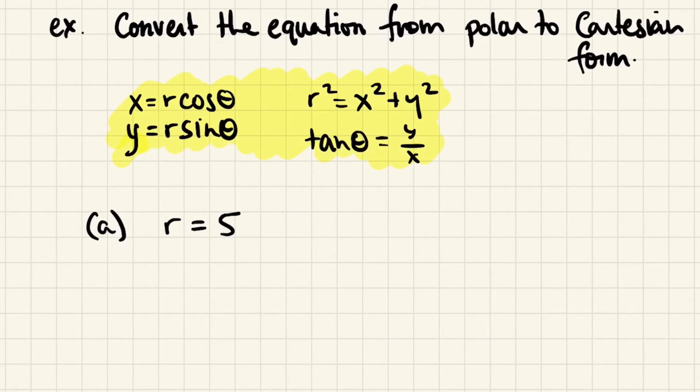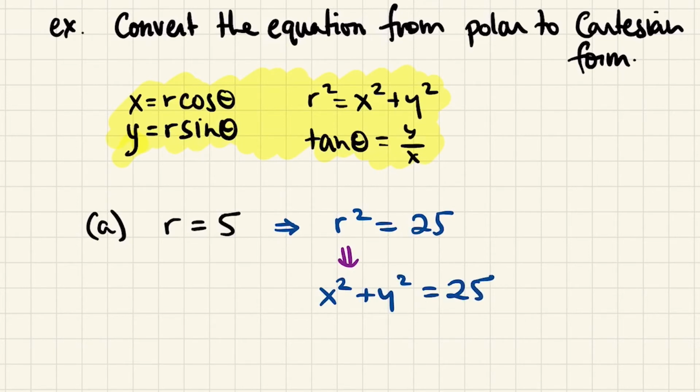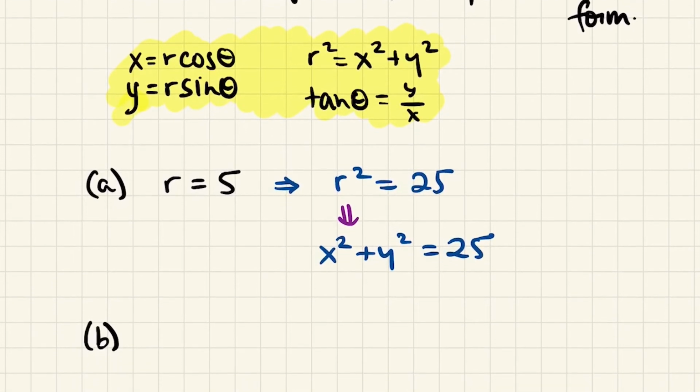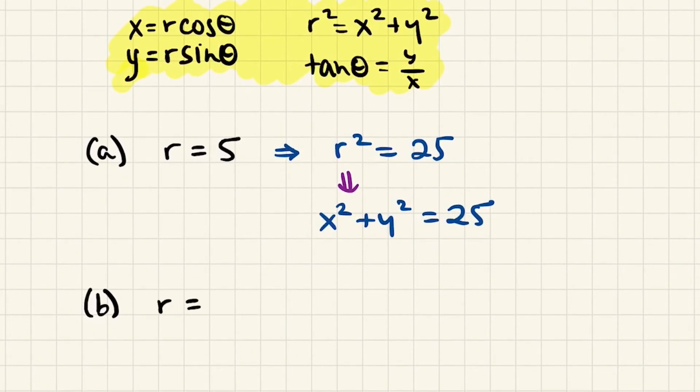Let's just note here that if we square this guy, we can immediately convert r squared to x squared plus y squared. And then we would recognize that this is a circle of radius 5 centered at the origin. So let's look at part B here. What about if we have the equation r equals 7 secant of theta?